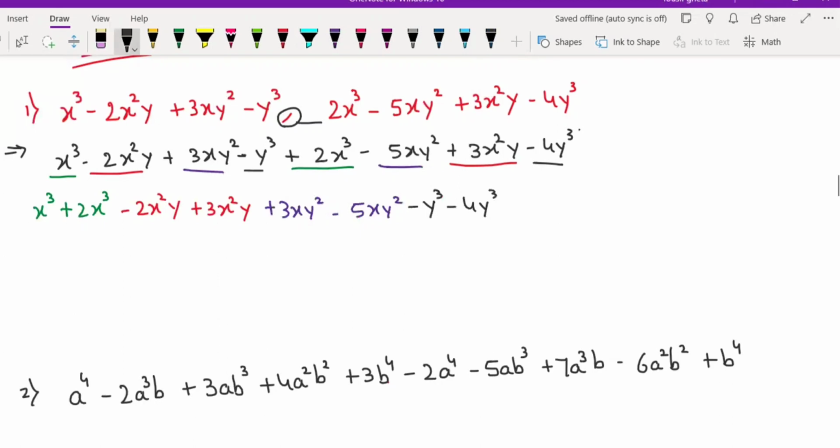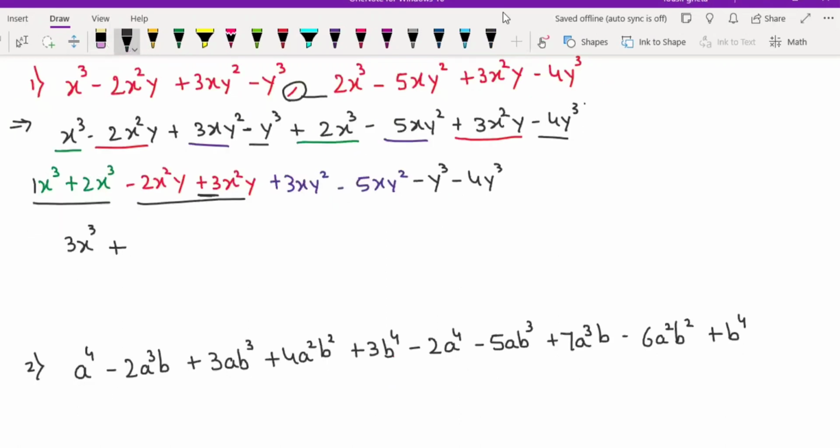The first one, x cube plus 2x cube will give it as what? That is 3x cube. Don't worry. We are getting 3 because the first term is just x cube. It does not consist of any numerical, so we're gonna consider it as 1. So 1 plus 2 is going to give what? 3. Okay.